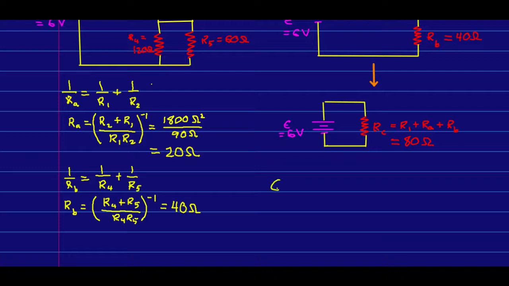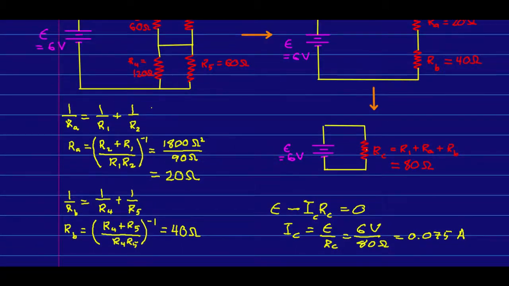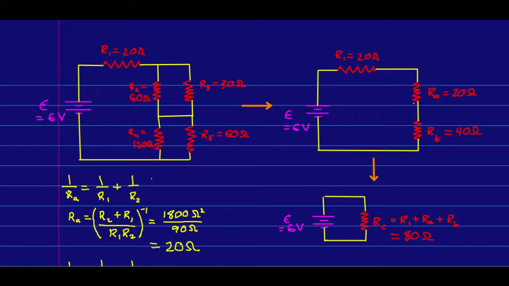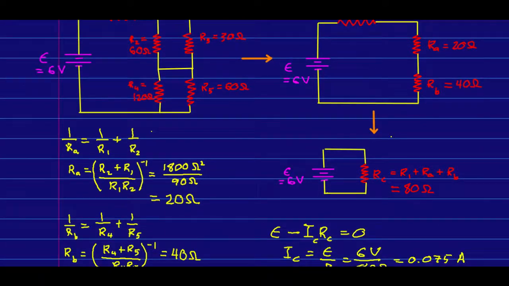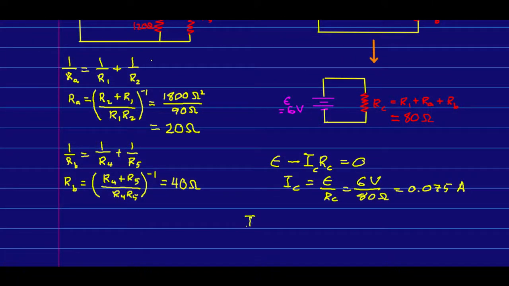And so now the loop law says that epsilon minus I_C R_C is 0. So note that that is the current through Rc, which is the current through each of R1, Ra, and Rb. So that is I1, so we now know one of the currents we want.